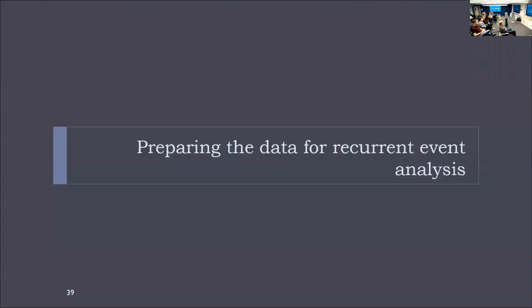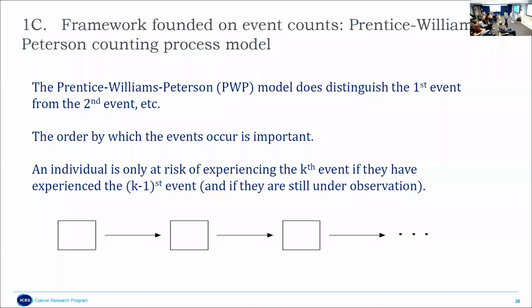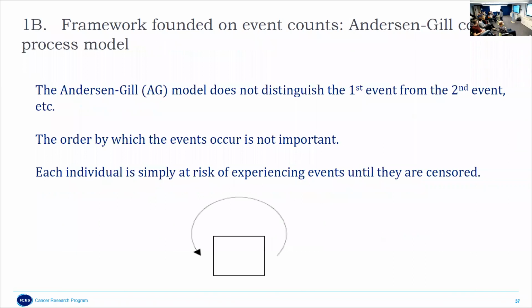Okay. Now, I have a few, yes. Sorry, are you going to talk about any of the assumptions of the Anderson-Gill model compared to the non-parametric model that need to be satisfied to decide if it's an appropriate model? Yes, so I didn't go into all the covariates.